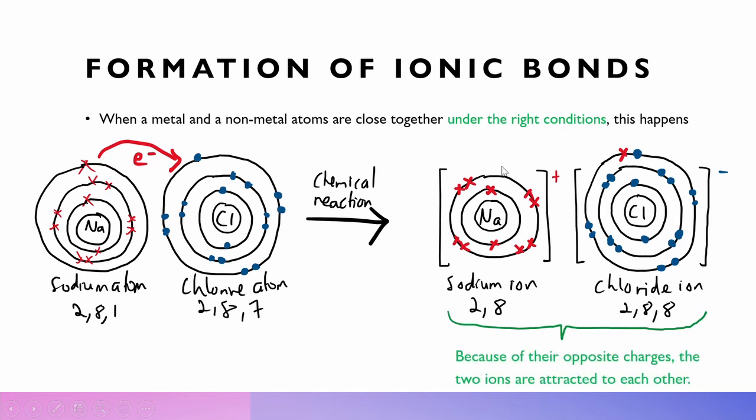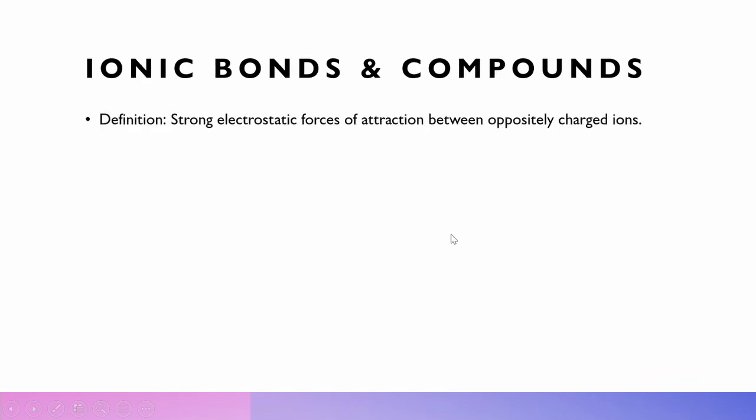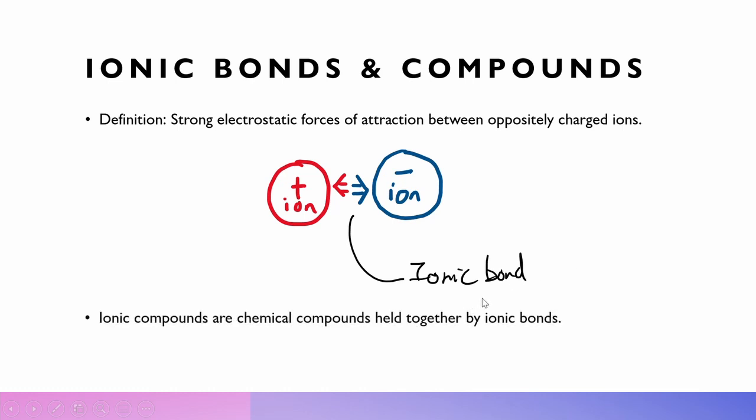Note that the two ions have opposite charges, and opposite charges attract. The opposite charges of the two ions is what's holding them together, and the forces of attraction between these two oppositely charged ions is what's known as the ionic bond. So the ionic bond is defined as strong electrostatic forces of attraction between oppositely charged ions. An ionic compound is simply chemical compounds held together by ionic bonds.